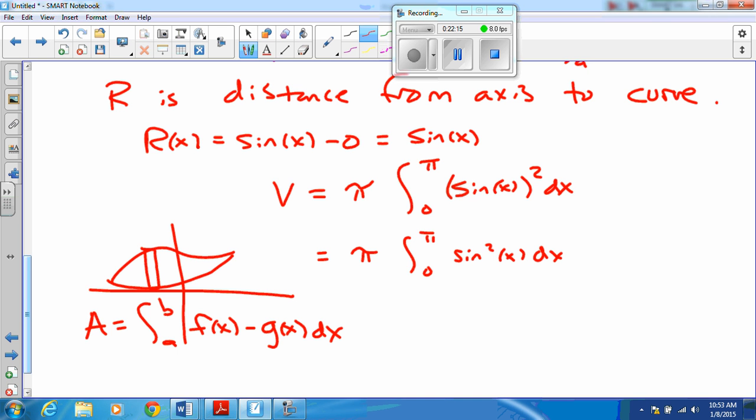Anybody? I've done the homework before you. Yeah, we're going to appeal to the double angle identity for cosine. I was going to guess that.